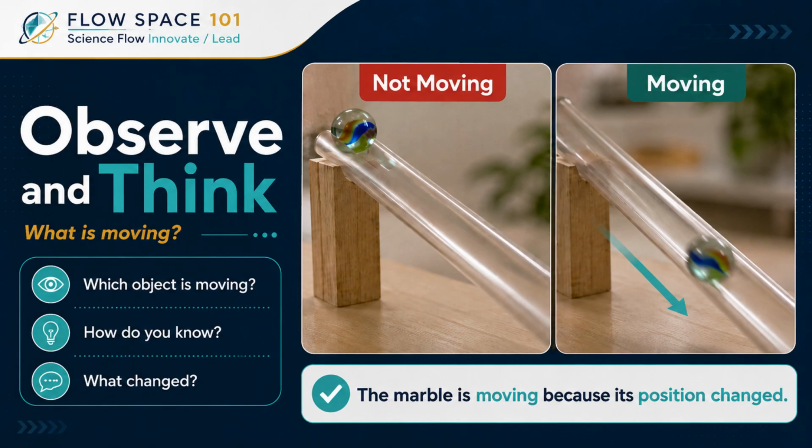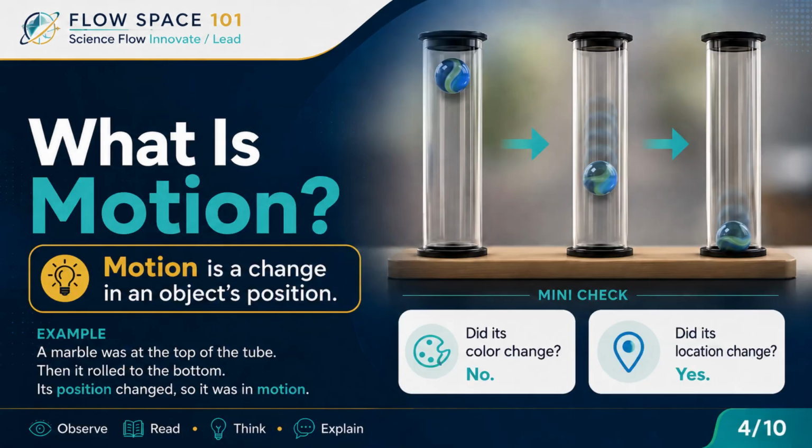Look carefully at the 2 pictures. In the first picture, the marble is not moving. In the second picture, the marble is moving. Which object is moving? How do you know? What changed? The answer is the marble is moving because its position changed. When an object changes its position, we can say that it is moving. So, what is motion? Motion is a change in an object's position.